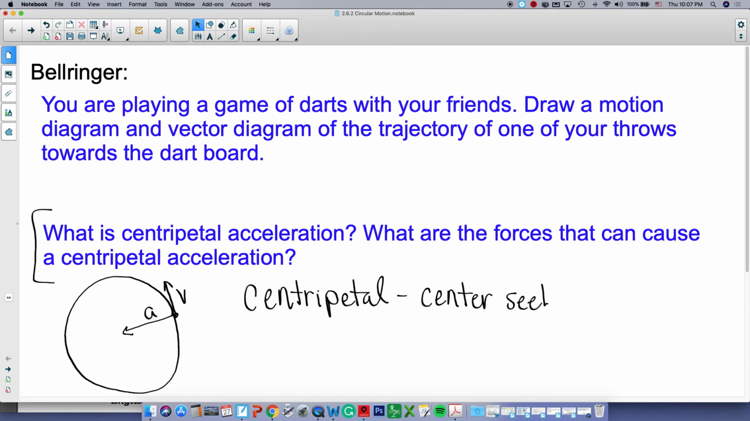Okay, so we're going to reinforce what you read about with centripetal acceleration and rotational motion. There is a lab that goes with this, but we'll be doing that another day. So what are the forces that can cause a centripetal acceleration? Well, that would be gravity. If you looked it up on the internet, that would be like satellites.